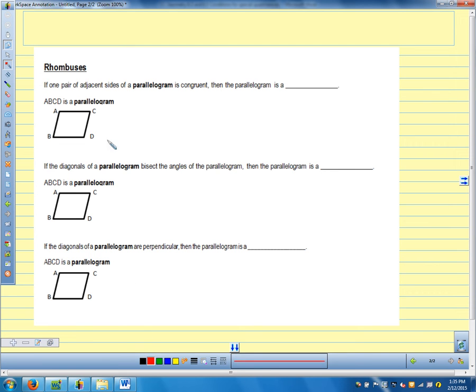So the first one tells us if one pair of adjacent sides of a parallelogram is congruent, then the parallelogram is a rhombus. Adjacent, what do we mean by adjacent? Next to each other. So all we need is one pair of the adjacent sides to be congruent. And I could make it any pair of sides that are next to each other. So I just picked those two. So I can say segment AC congruent to segment CD.